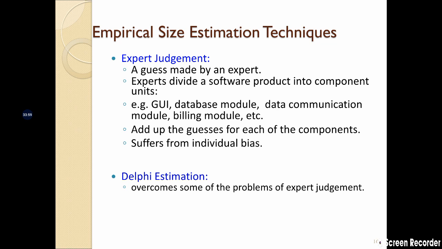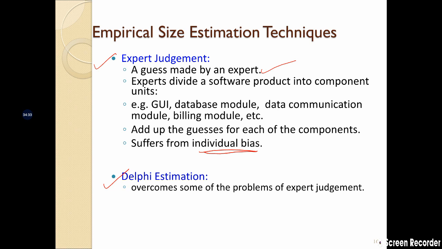Now in terms of empirical size estimation techniques, we discussed expert judgment and Delphi estimation. Expert judgment, as I told you, is a guess made by an expert, someone who has already worked on such projects. They can guess and say, okay, because I've done a project similar to this and it cost this much, approximately this is going to be so and so. Now whenever an individual is making a judgmental decision, obviously there are biases involved.